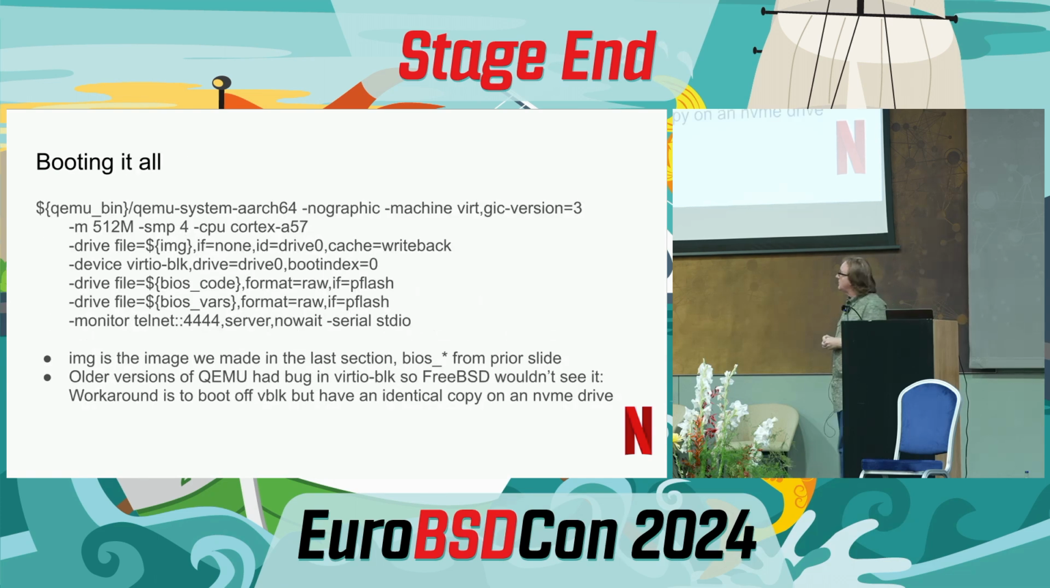Here's a rather, starting to be a little bit of an eye chart, for the command that I use to boot everything. Older versions of QEMU had virtio bugs, so I wound up having to have a virtio and an NVMe image of the same thing so that QEMU could read one and FreeBSD could read the other. If those bugs come back, you'll need to know that. But this sets up a system with no graphics and a serial console, which is the simplest system that you could possibly have.